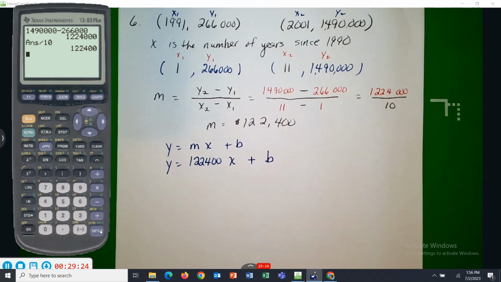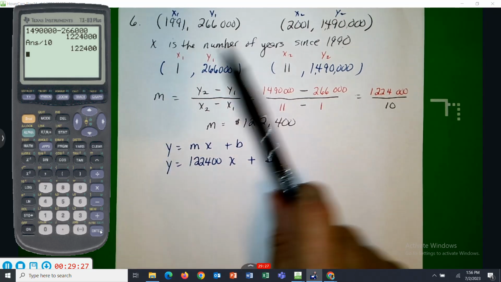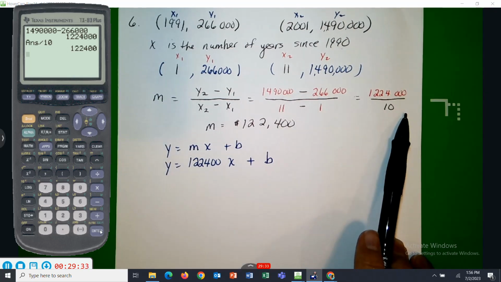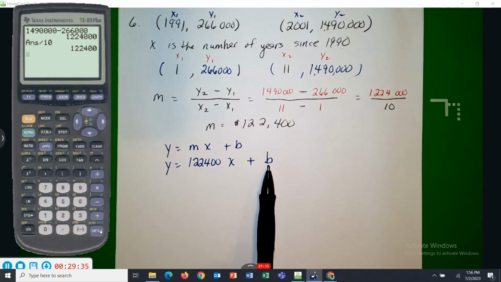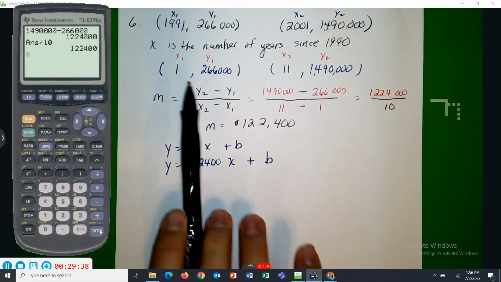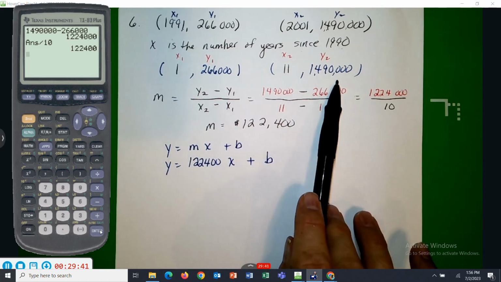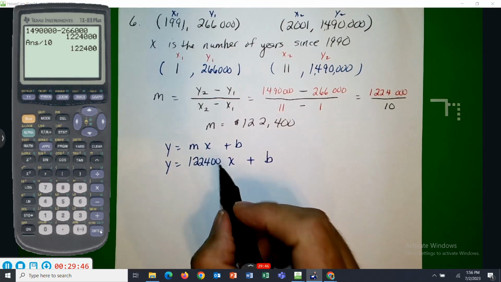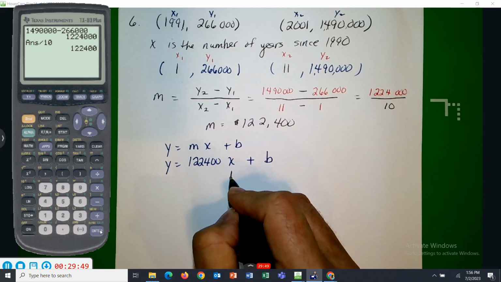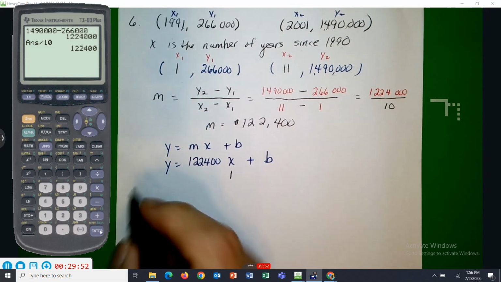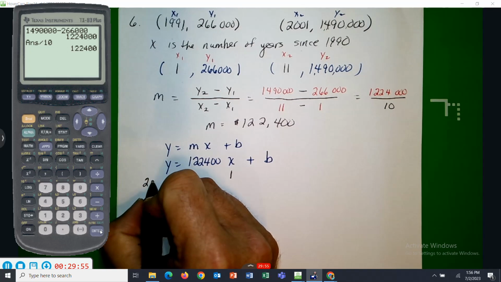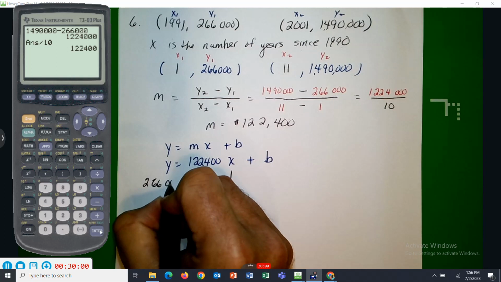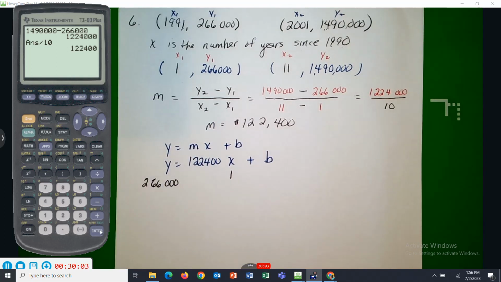Do y'all remember doing in homework where you were given two ordered pairs, and to write the equation, you first found the slope, and now to find the y-intercept b, plug one of these ordered pairs in. Which one would be the easiest to plug in? Well, I'm thinking right here, this one. Putting a 1 in for x and 266,000 for y. Plugging that in for y.